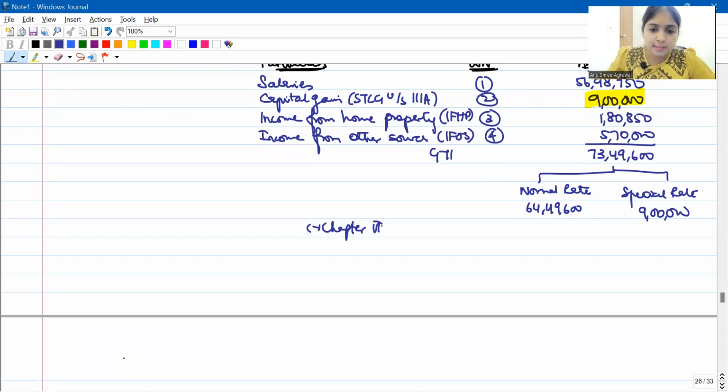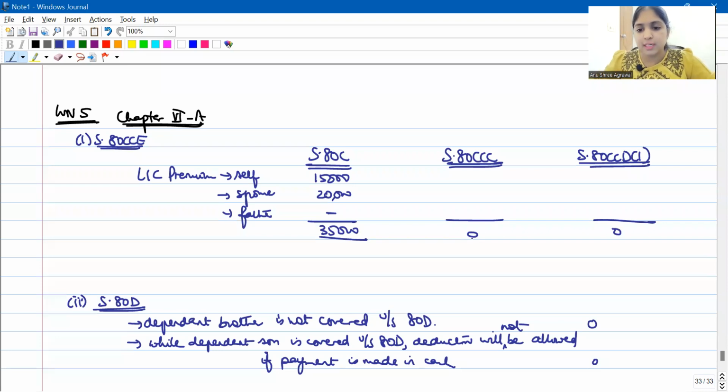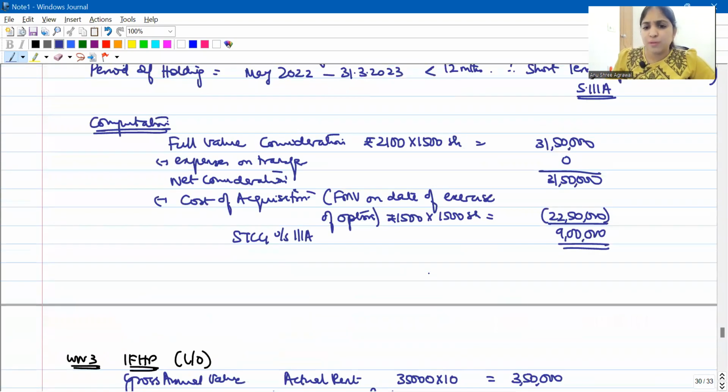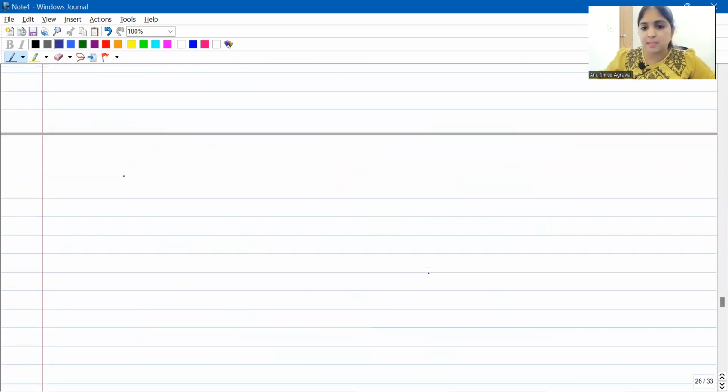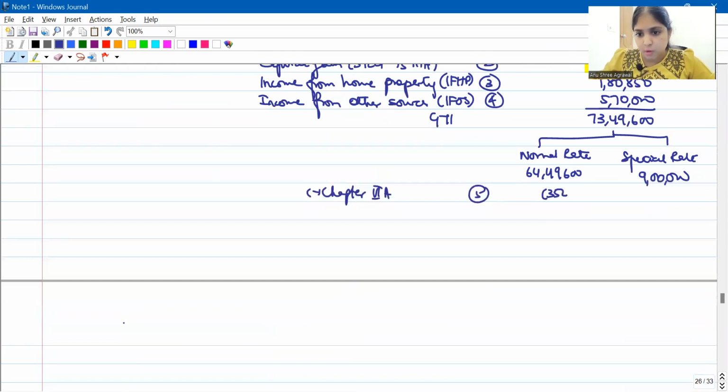Now after this, less chapter 6A, give reference to working note 5. Come to working note 5. What's the total? 80C is 35,000. We don't have under 80CCC, we don't have under 80CCD(1). So what is the total deduction under 80CCE? 35,000, which is also within the limit of what? What is the total limit for 80C plus 80CCC plus 80CCD(1)? 1,50,000. 80D was anyway 0. So total chapter 6A I will allow 35,000 only against normal rate income.